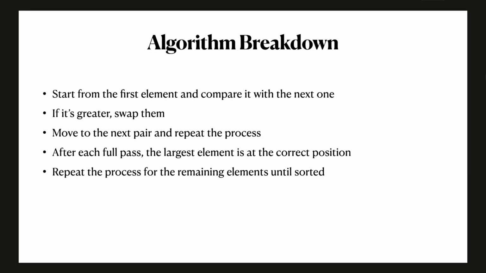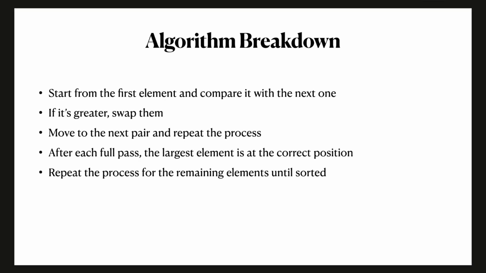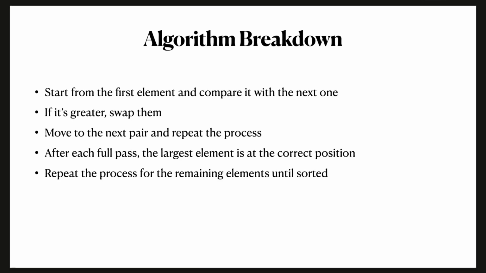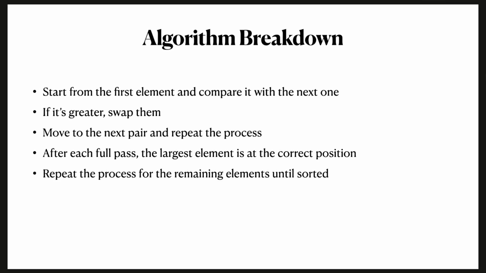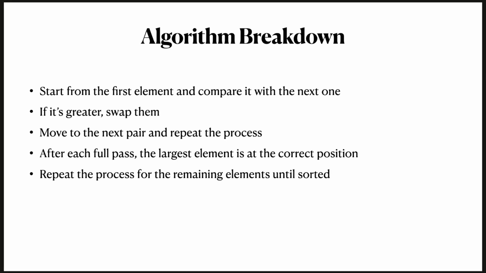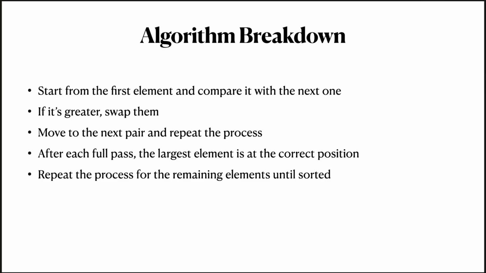For each pass, we will place one element at the correct position. Repeat the process for the remaining elements until sorted. That means it will run multiple times, same as the length of the array. For example, if there are 10 elements in the array, it will pass 10 times. Each time, it will place one element at the correct position.